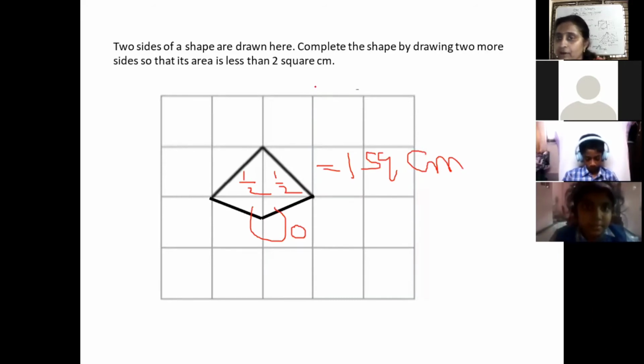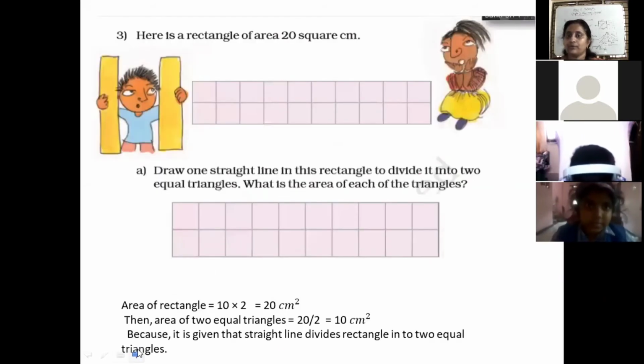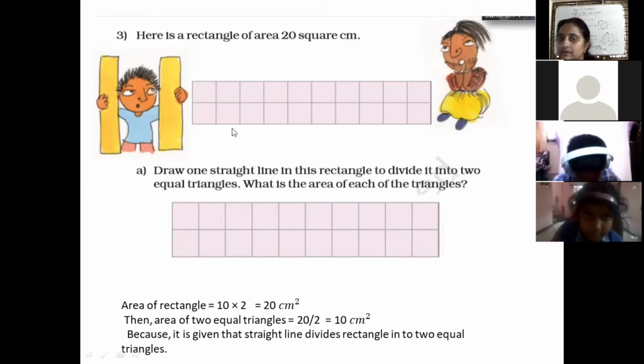Is it clear to all of you how to do it? Yes, teacher. Very good. Now let us do one more problem. Here is a rectangle of area 20 square centimeters. Draw one straight line in this rectangle to divide it into equal triangles.